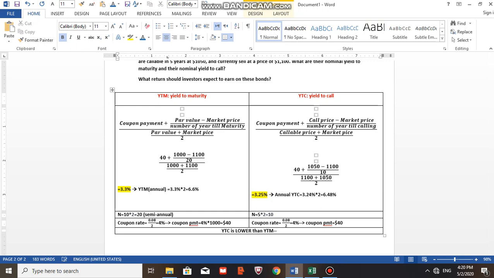So here, if we go back to the question, what return should investors expect to earn? Investors will earn the YTC because the bond will be called and then it's the YTC that will prevail.